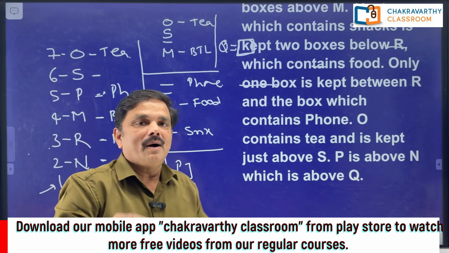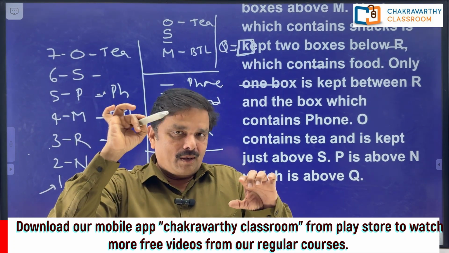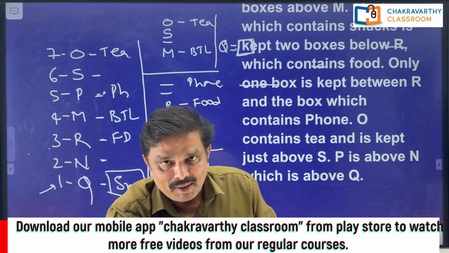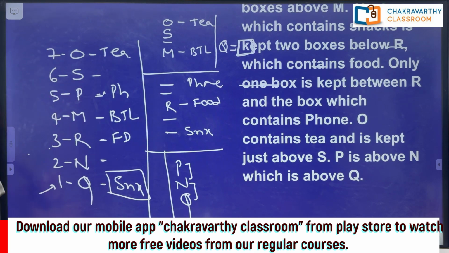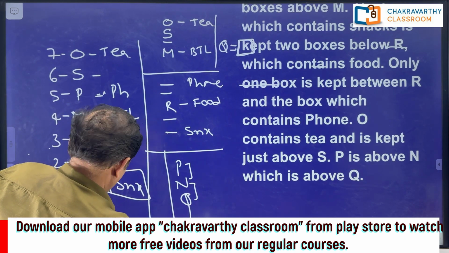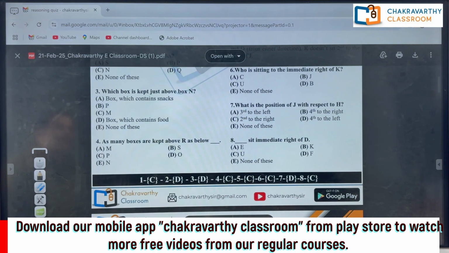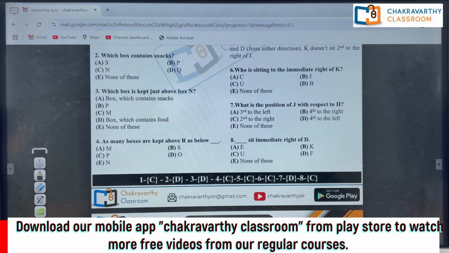So the number of boxes above R must be equal to the number of boxes below that box. So above R, 1, 2, 3, 4 are there. Now below which box? Again 4 boxes are there. Below P, 1, 2, 3, 4 are there. Now my answer should be, where is this one? Should be P here, means fourth is option number C. This is the way, students.